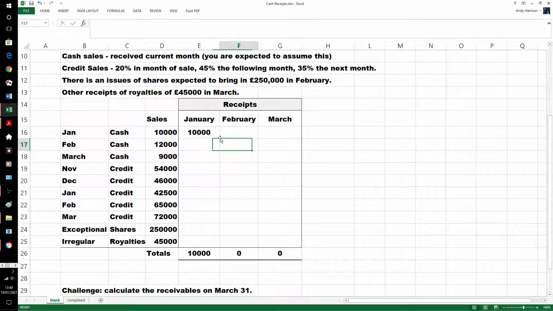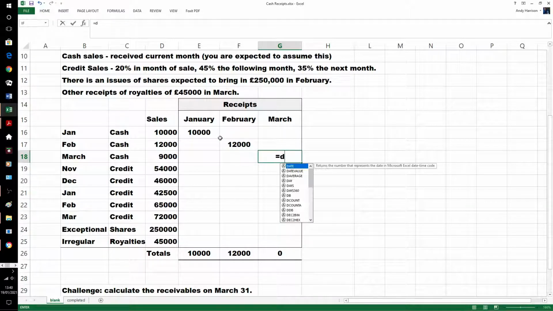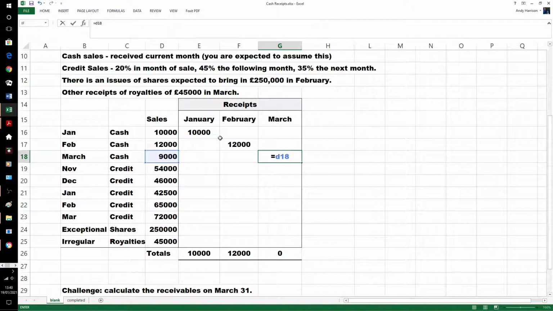So our cash sales, not surprisingly, come in January. It doesn't have to be an answer in every cell. And February's comes in February, and March's in March. All of the cash sales, they're the easy ones. In fact, the next two are easy ones as well, the exceptional ones. We've been told that that one comes in February, and the royalties come in March. No calculations needed, just straightforward filling in the figures, part of the total.